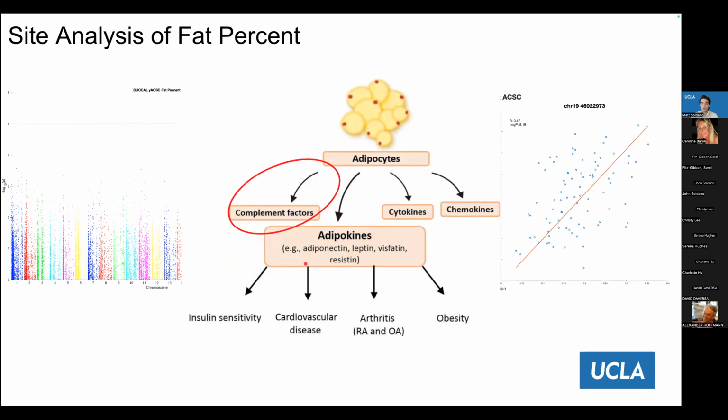And so doing a little literature review, adipocytes are the cell type that we gain with more fat tissue. And what they have been shown to associate with, like I said, is chronic low-grade inflammation, with secreting cytokines, chemokines, adipokines, and it also does impact these complement factors. So maybe there's a link there.